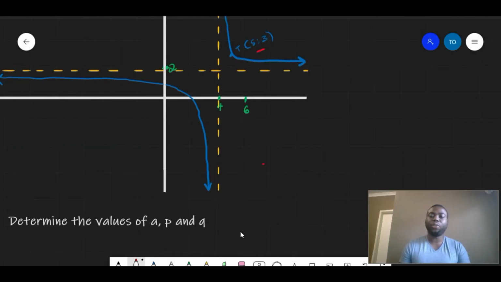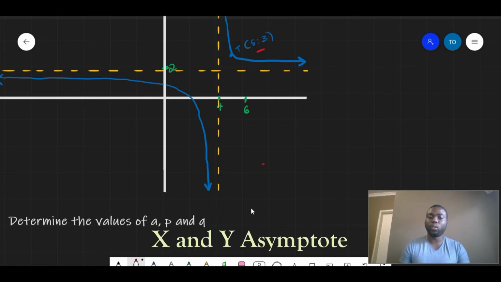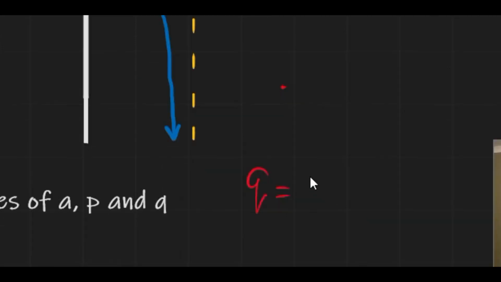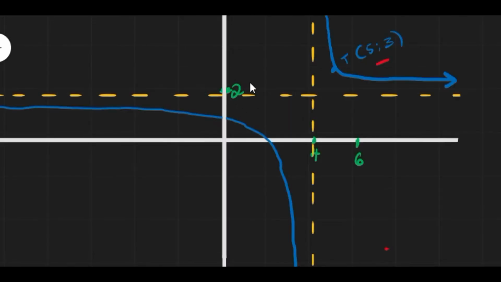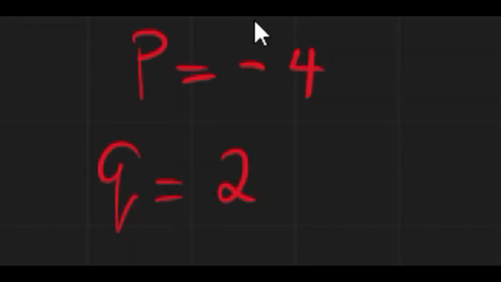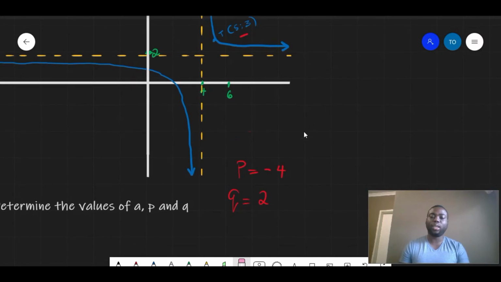So the first things I can do to be able to find a, p, and q is to find p and q, because we do have our imaginary line, which is in yellow over here. So we understand that our q would be equal to 2, right? And the reason for that is because we see that that line crosses y equals 2. And our p would be equal to -4. Now, the next thing we're going to do here is to put this into our equation.